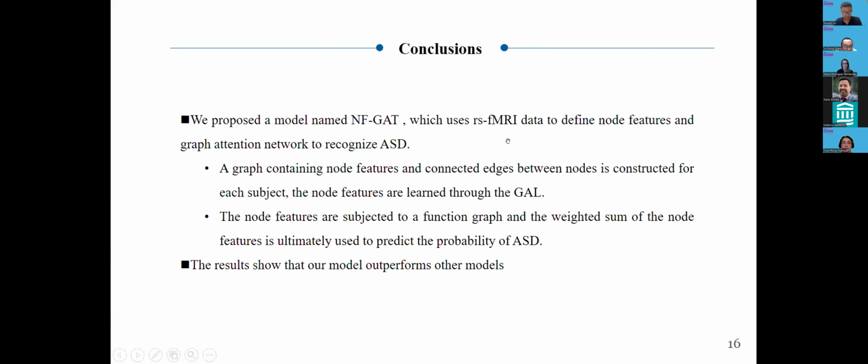Then is the conclusion. We proposed a method named NF-GAT, which uses fMRI data to define node filters and a graph attention network to recognize ASD. The results show that our model outperforms other models. Thank you for your listening.